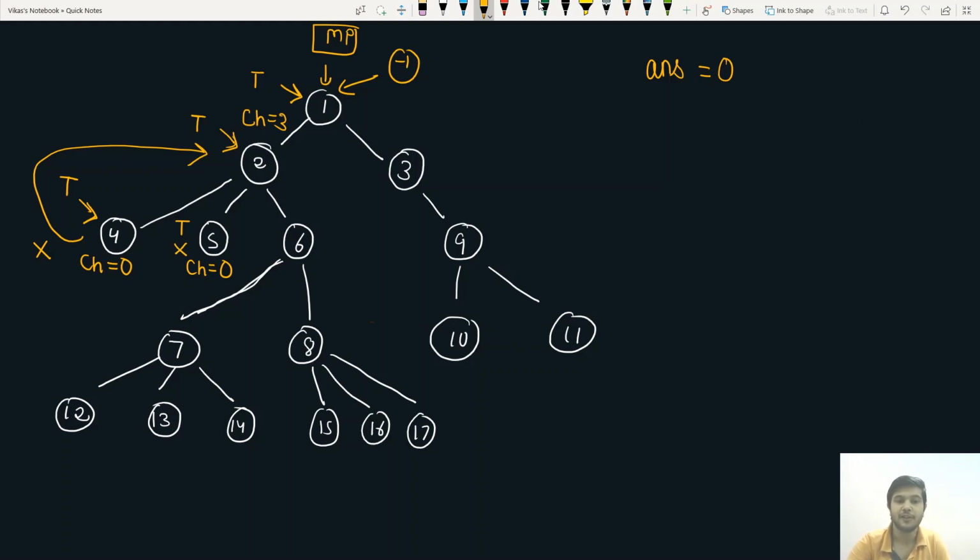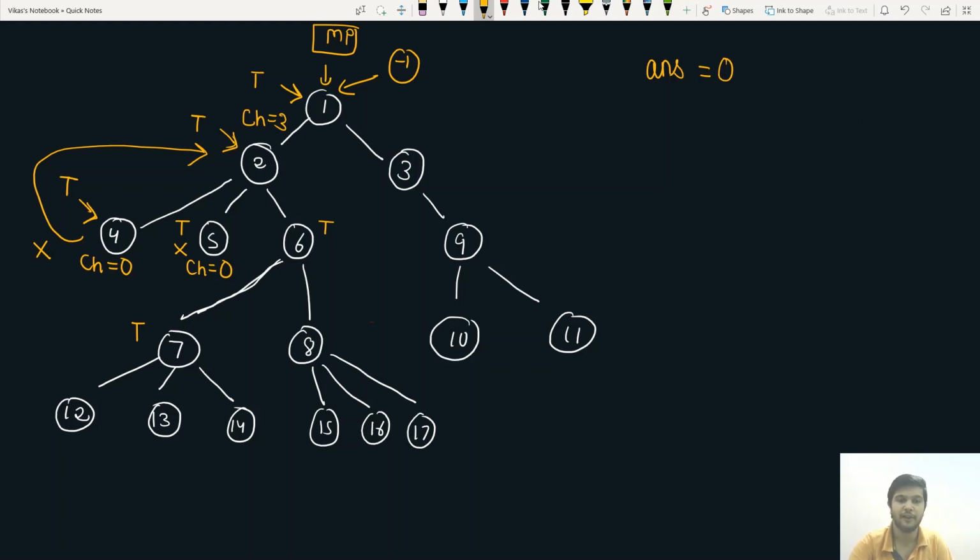Now we go for 6. We get the possibilities that we can go for 7 and 8. So let's say we go for 7. We are going to mark 7 as true. Now, similarly, we are going to check whether it has any children or not. So yes, 7 has 3 children, 12, 13 and 14.